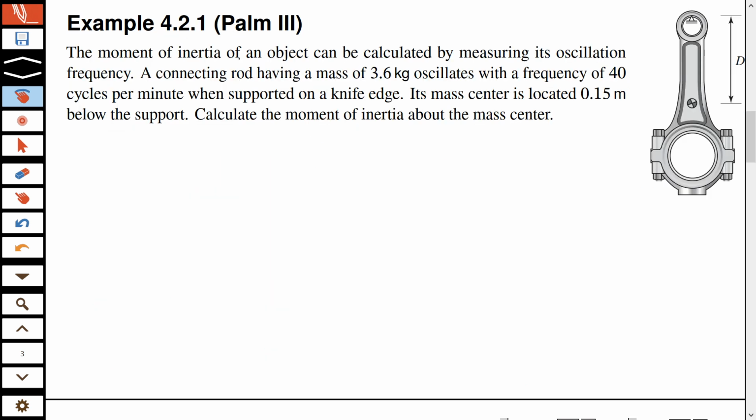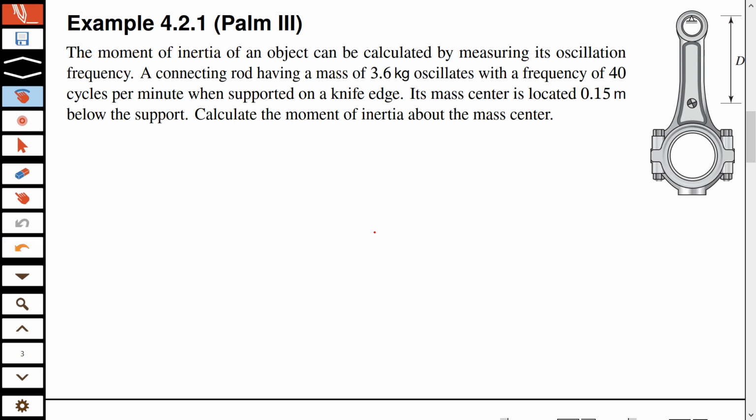So our first example today is 4.2.1, and here he starts with the fact that the moment of inertia I of an object, and usually when you say that, you mean the moment of inertia about its own center of mass, can be calculated by measuring its oscillation frequency. Now, this is not something new for you. We have solved a few examples in which the frequency of oscillation of simple harmonic motion allowed us to calculate the moment of inertia. That is something we already know.